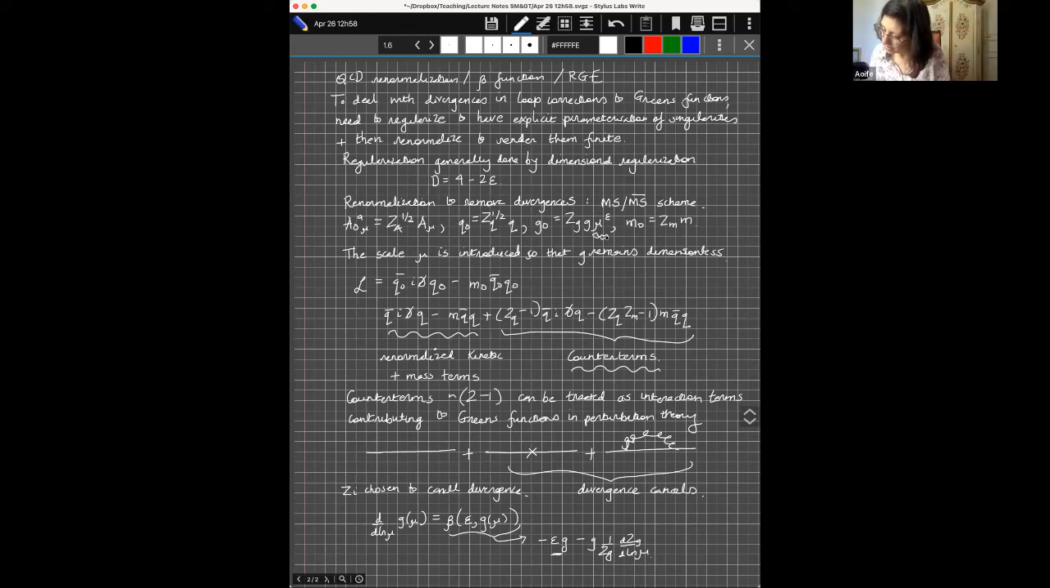Because we know that, sorry, I should have started with this, but we know that the bare quantities should be independent of scale. Okay, so dG0 by d mu is equal to zero. So then taking the right-hand side, we can straightforwardly obtain this equation, right? Okay, so in order to know the scale dependence, we take the limit epsilon goes to zero, because after we finish renormalization, we can set epsilon to zero.